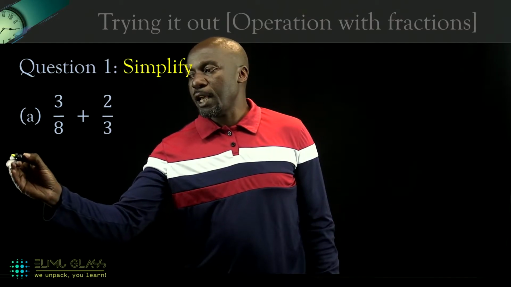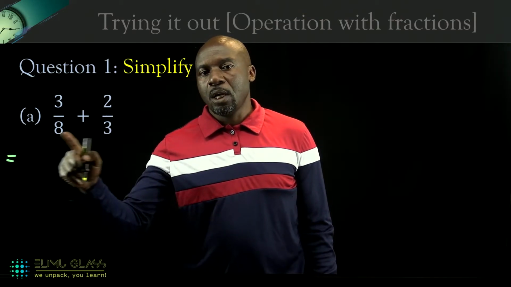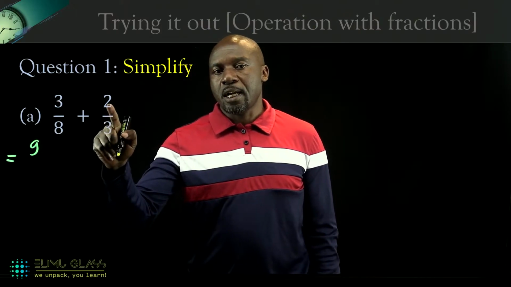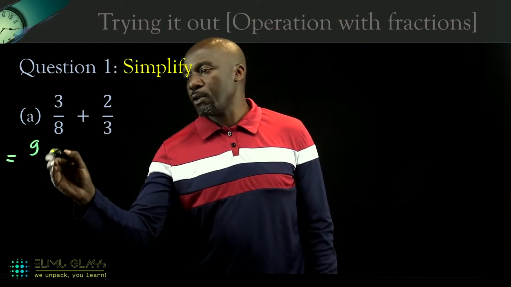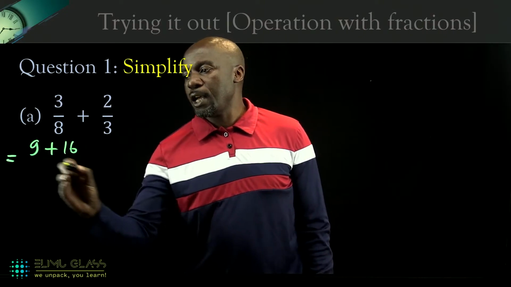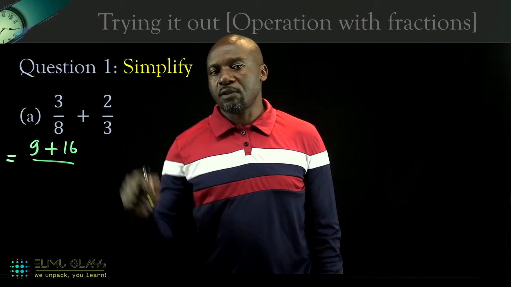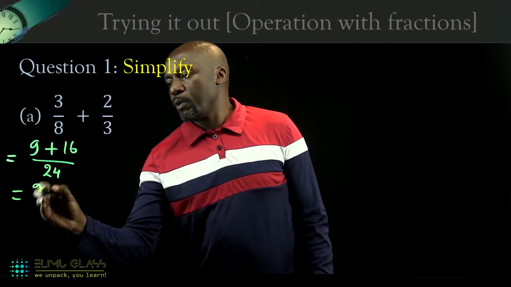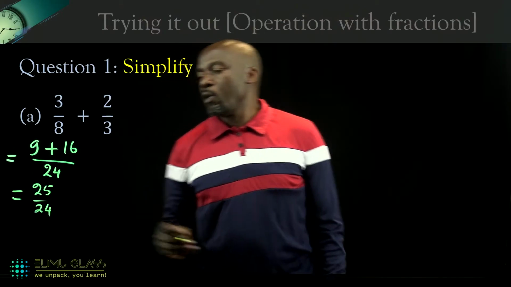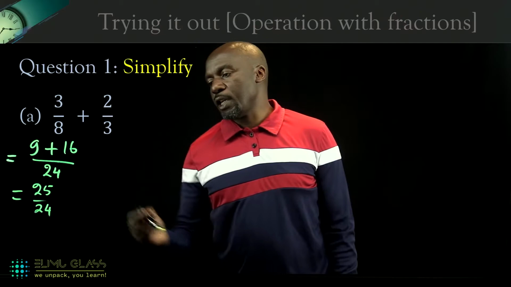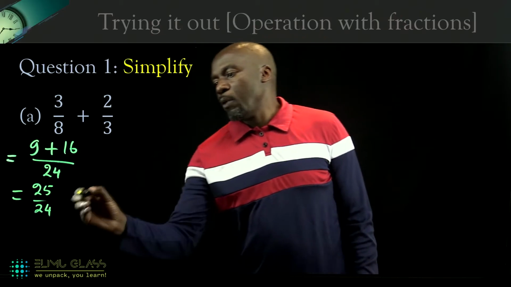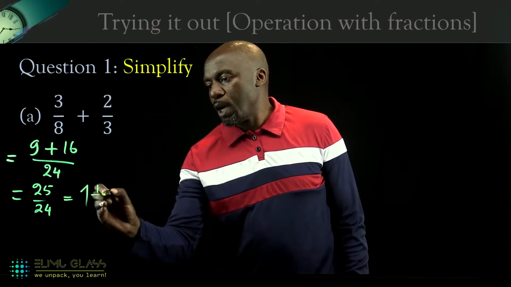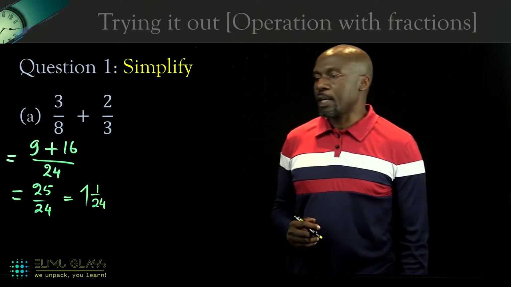So question A there, we'll just say this is equal to 3 times 3, which is 9, and 8 times 2, which is 16, and there's a plus, so we'll say plus 16 there, and we divide by the product of the denominators, which is 24. This gives me 25 on 24, which is an improper fraction because the numerator is bigger than the denominator. We can express this as a mixed fraction, which is 1 and 1 over 24. I hope you know where that comes from.